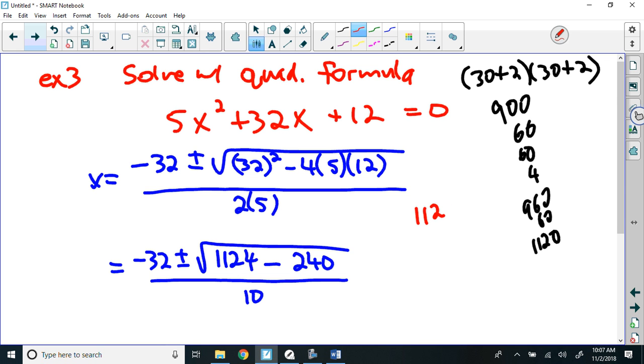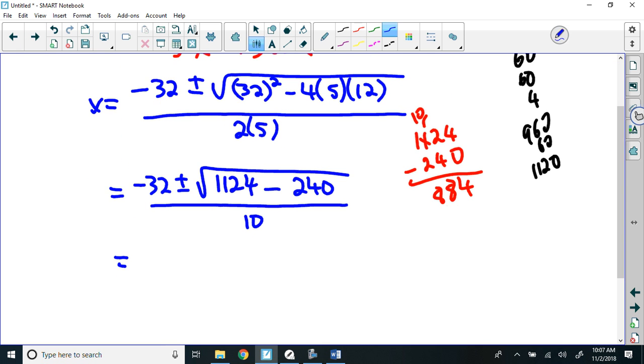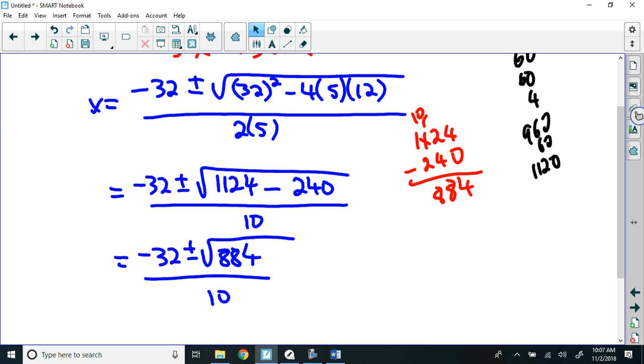So 1124 minus 240. It's going to be 884, so that's negative 32 plus or minus the square root of 884. And that's all over 10. Now you know we're not done because we got to find out how 884 breaks down with its radical, because this is varsity math and we got to be able to simplify that radical. Oh man.